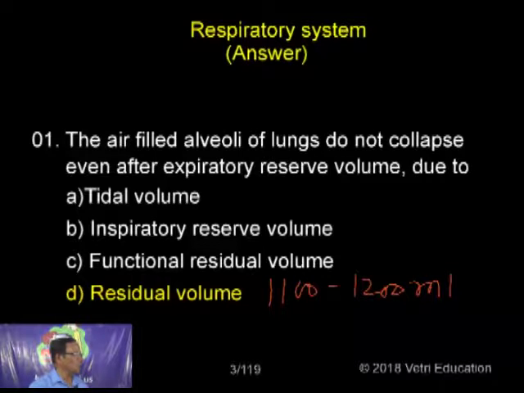This is the volume of air that keeps the lungs or the alveoli from collapsing. This volume of air that remains in the lungs after forcible expiration is responsible for keeping the alveoli normally without collapsing.